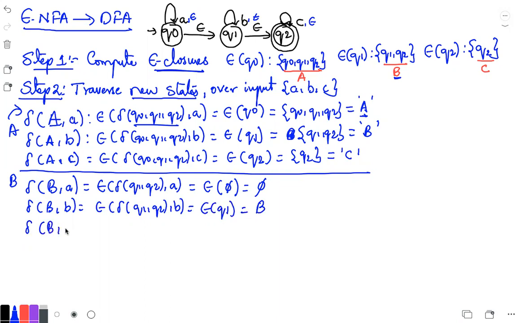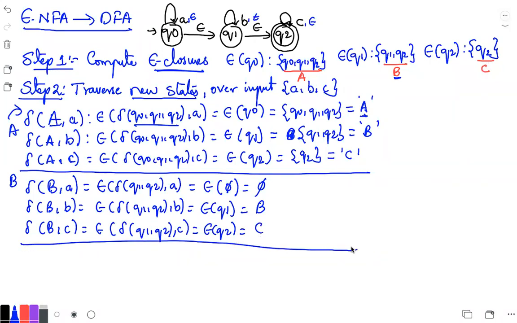Delta B on C. It's epsilon closure of delta Q1, Q2 on C. Q1 on C, nothing. Q2 on C itself. So epsilon closure of Q2. What is epsilon closure of Q2? Q2, which I am calling it as C. All of you clear with B? Yes, sir.